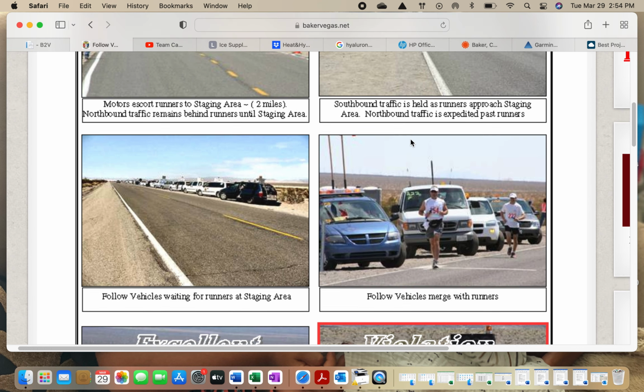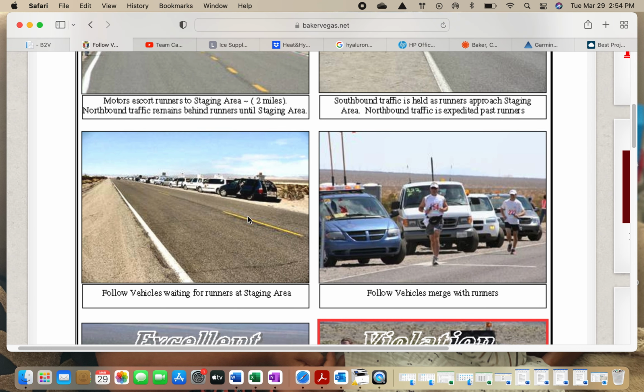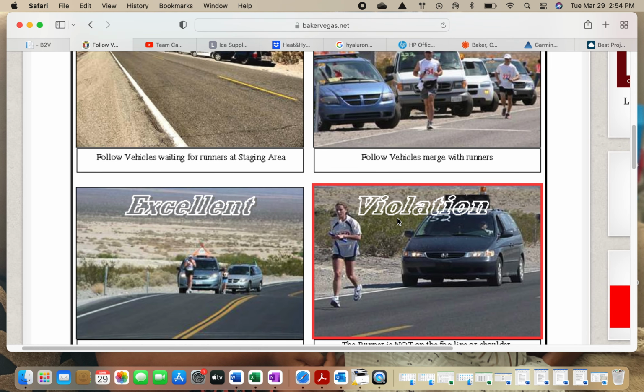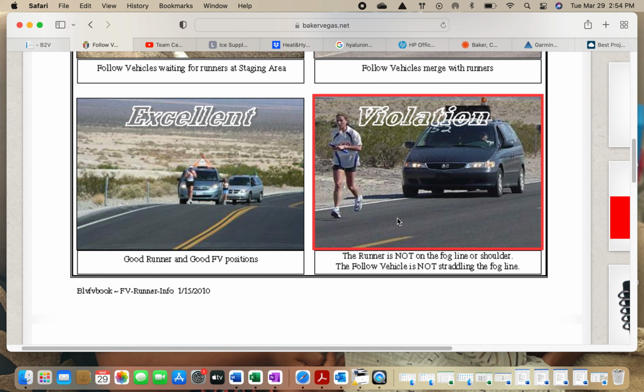So just be advised. Here we have a picture of the staging area and what it looks like, how the vehicles are staged. And here we have an example of, as the runner passes, the follow vehicle falling in behind their runner. Here we have examples of how it's supposed to look with the runner inside of that fog line, the follow vehicle behind the runner as tight as possible to the right. And in this picture here, we have a violation with the runner running to the outside. This is not allowed. We do not want that.